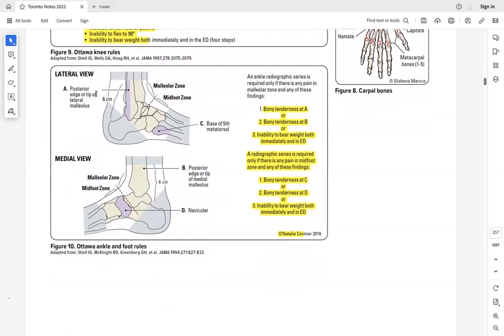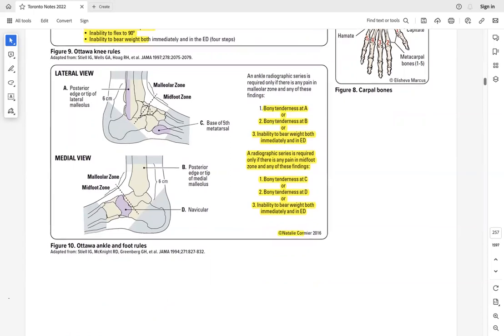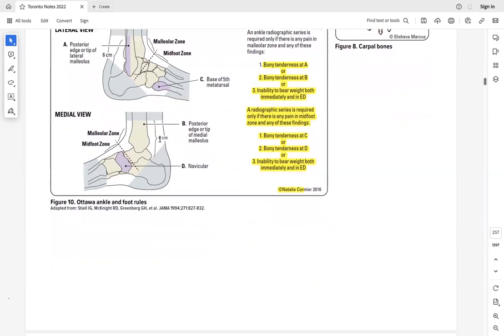For the ankle, what is it? Pain at the medial and lateral malleolus, and unable to bear weight. So if there is any pain or tenderness at the medial and lateral malleolus and the patient is unable to bear weight, then we have to do an X-ray of the ankle. Similarly, for an X-ray of the foot, if there is pain at the base of the fifth metatarsal, pain at the navicular bone, or unable to bear weight, any one of these they are giving you in the scenario, we have to do the X-ray. If they're giving you nothing, then we do not do an X-ray.